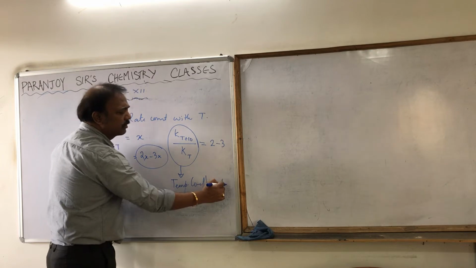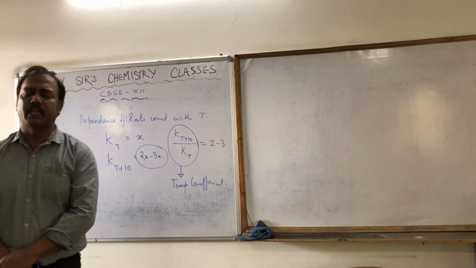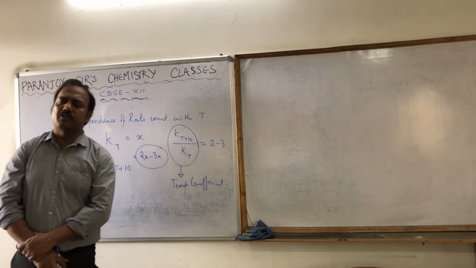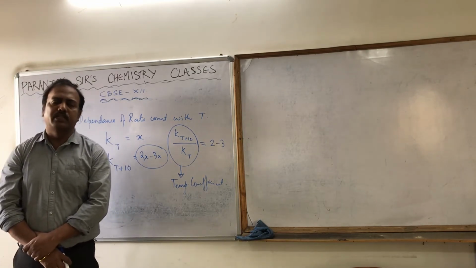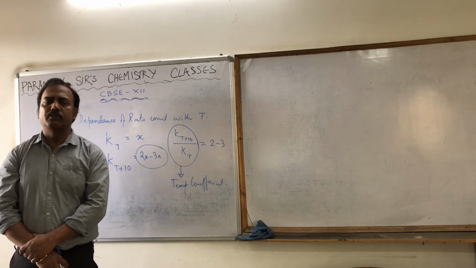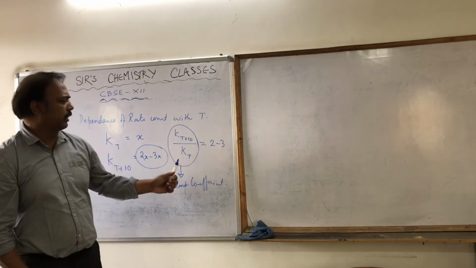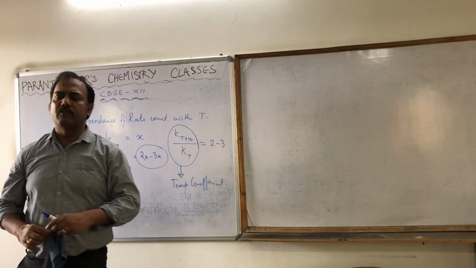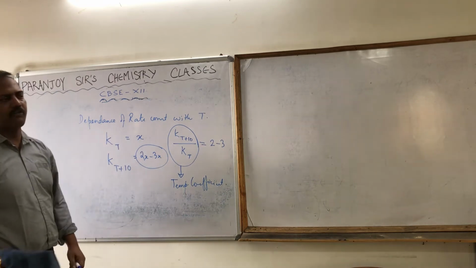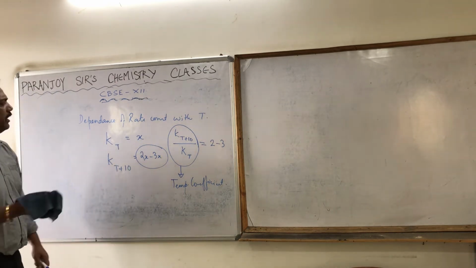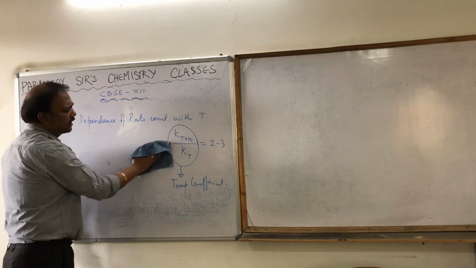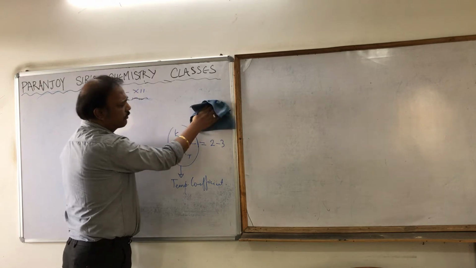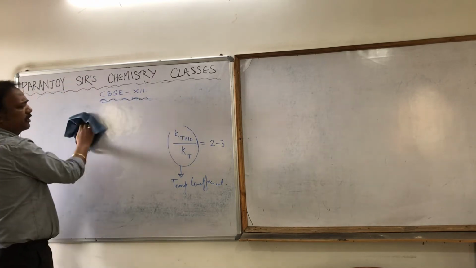So K at T plus 10 by K at T is known as temperature coefficient. What is temperature coefficient? It is the ratio of the rate constant at T plus 10 to that at T. And the value of the temperature coefficient for any reaction falls between 2 to 3. Now I will try to explain it. I will come to the theory equation afterwards. First I will try to explain why this is happening. How can we explain this?